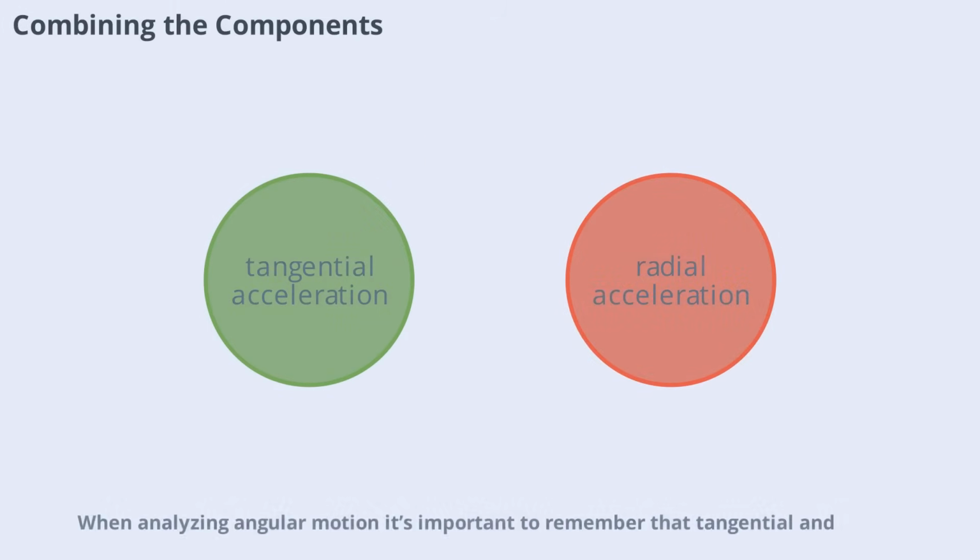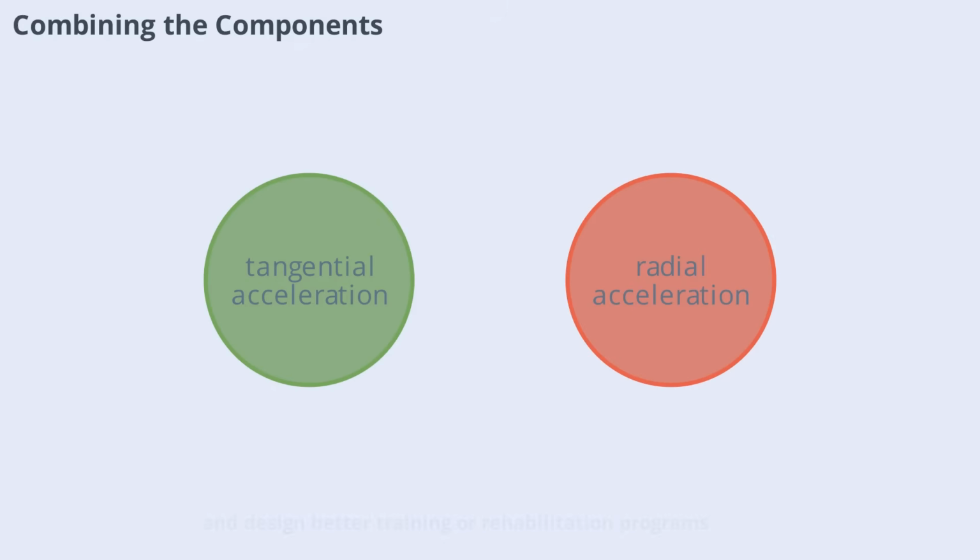In analyzing angular motion, it's important to remember that tangential and radial accelerations are perpendicular to each other. Together, they form the total linear acceleration experienced by a point on a rotating body. This combination allows us to fully describe the motion, predict outcomes, and design better training or rehabilitation programs. By breaking down acceleration into these components, we gain a clearer picture of how complex movements are coordinated.